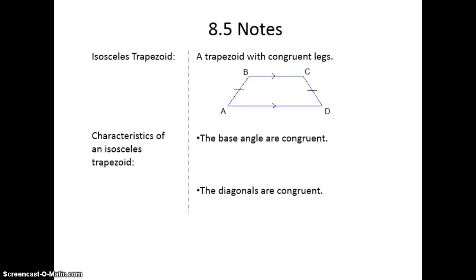So a couple more definitions here. An isosceles trapezoid is a specific type of trapezoid where I have congruent legs. And if this happens, then the base angles are congruent. So this is congruent to this angle, and then this angle will be congruent to this angle. And it's also true that the diagonals are congruent. So if I drew in this line here, then it's congruent to this line here.